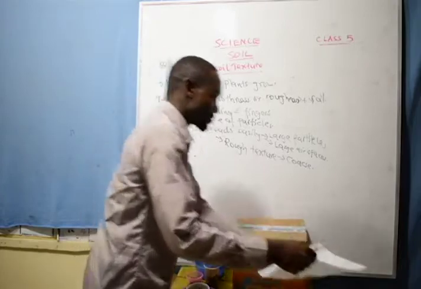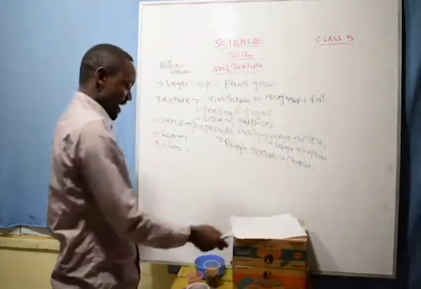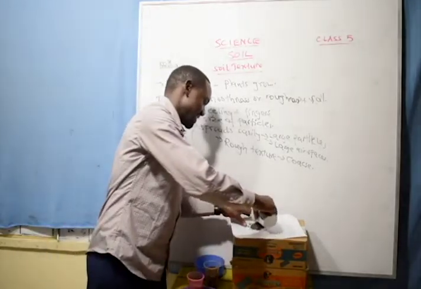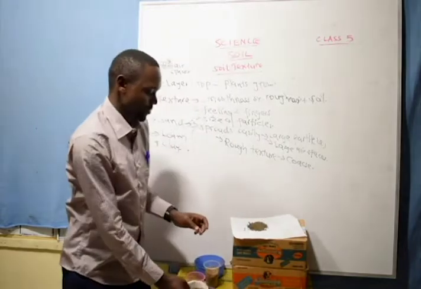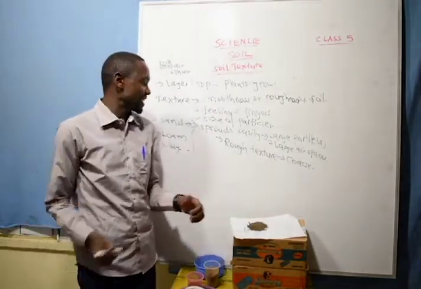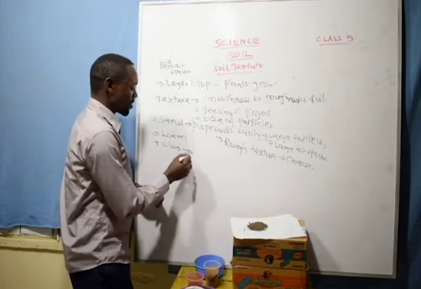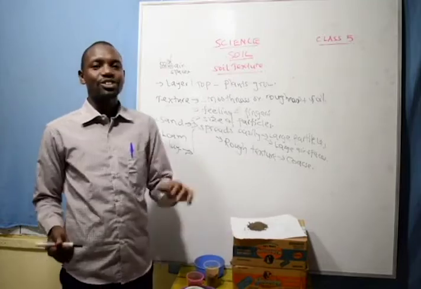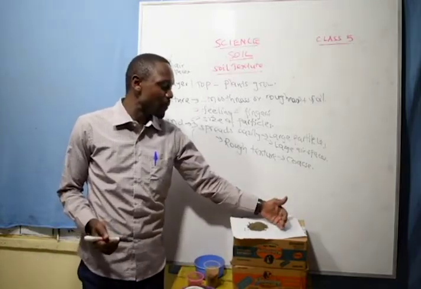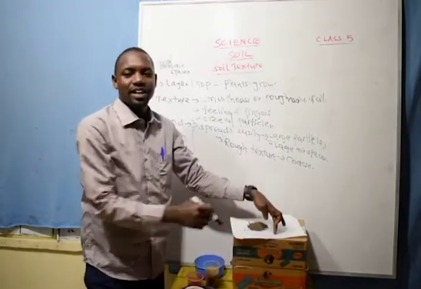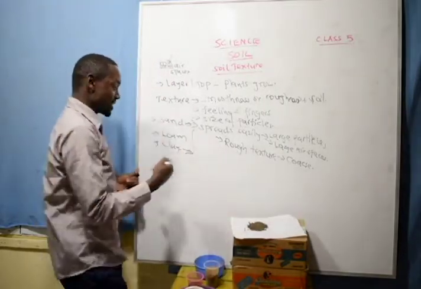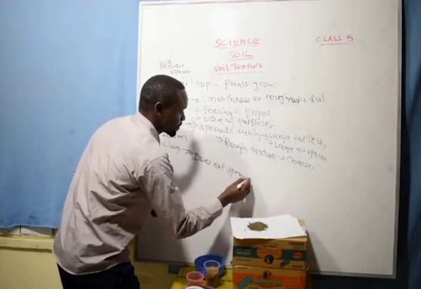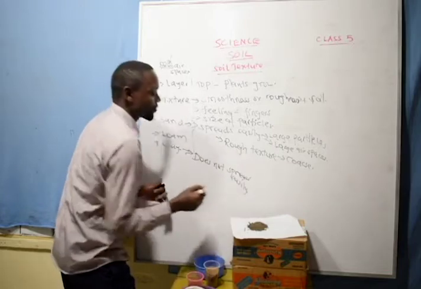Let's look at another type of soil. I have another type of soil here. This is clay soil. Now, from the look, the way it has just collected itself, we say clay soil does not spread easily. It is not like sand. If I pour sand here, it will occupy a large area because it spreads easily. Clay soil does not spread easily.